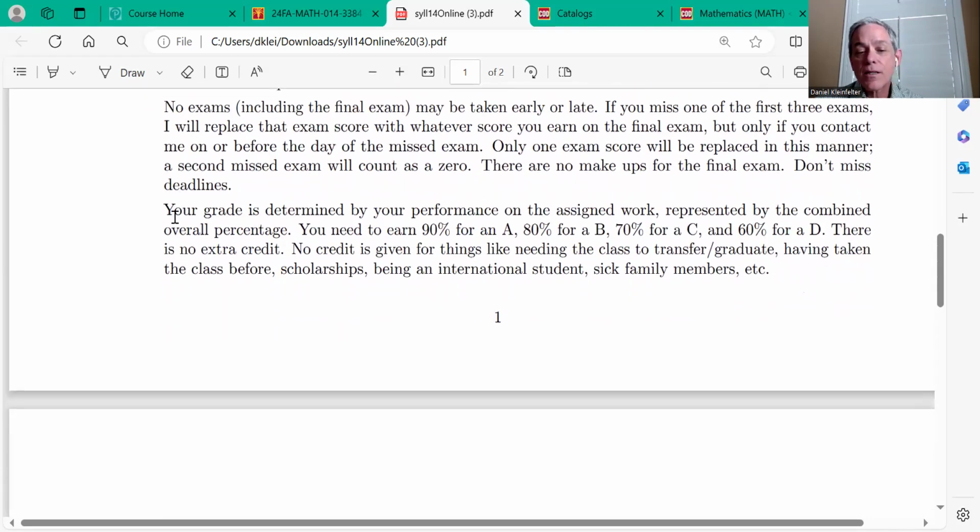Okay, your grade is determined by your overall performance as a weighted average. You need essentially 90 for an A, 80 for a B, 70 for a C, and so on. COD doesn't do plus minus grading. It's just letters: A's, B's, C's, D's, and F's. There's no extra credit in our course, so try to do as well as you can the first time.